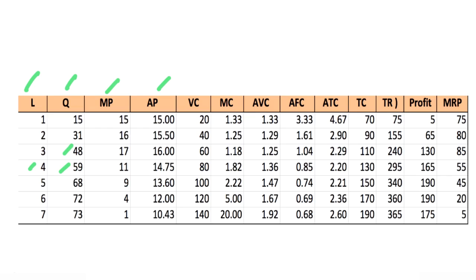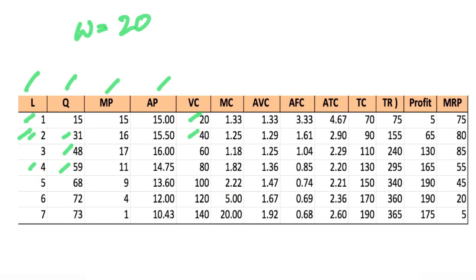What about average product? Average product is the total output, 15 in this case, divided by the number of inputs, which is 1, so the average product is 15. Similarly, 15 and a half. What about variable cost? We know that the wage is equal to 20. So the variable cost is nothing but the wage rate multiplied by the number of laborers. So if you are using one laborer, then the variable cost is 20, and so on.